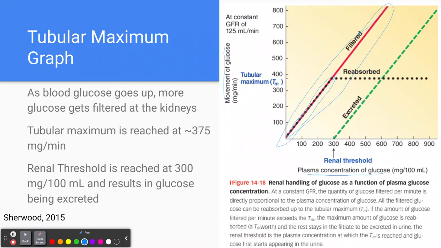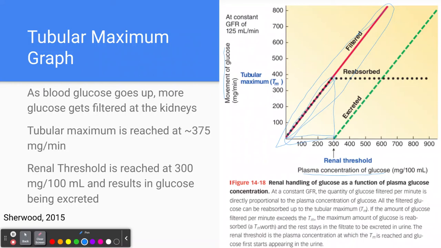And no glucose at this time is being excreted. So you can see from this right here up, now we're at 300 here, we start to see excreted glucose. But up until that point, if I go draw a straight line down, there is no glucose being excreted.